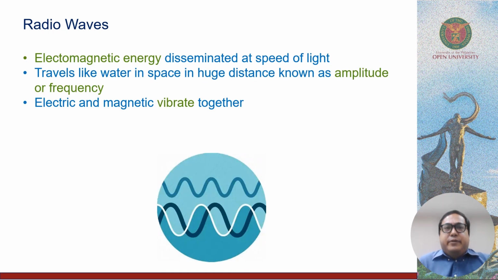So first things first, let's have a glimpse at the science behind radio transmission. And this involves what we call radio waves. So what are radio waves? Radio waves are electromagnetic energy that is disseminated at the speed of light. Meaning it can be transmitted to a very wide range, as well as cover a big portion of a certain location.